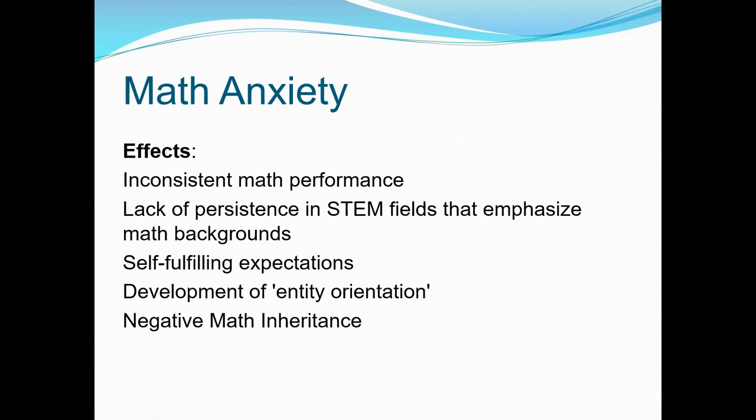And those kinds of actions can all lead to what we call negative math inheritance. That is, you can essentially instill those beliefs about yourself into your children or into your family or other people in your community. You know, my mom was bad at math, so I'm bad at math, and therefore my kids can be bad at math, that kind of thing.